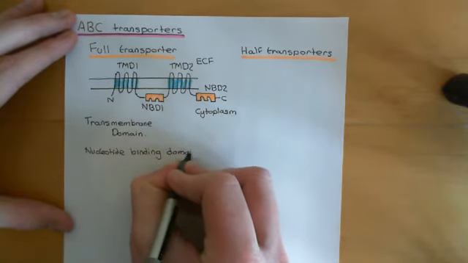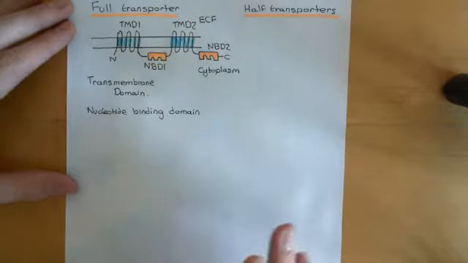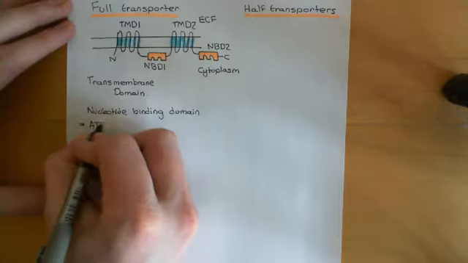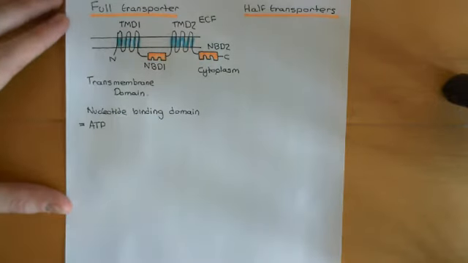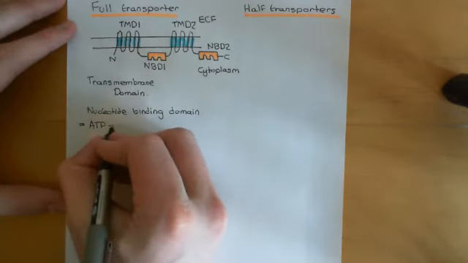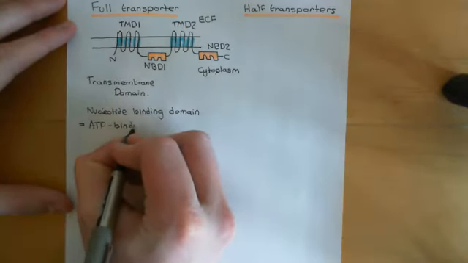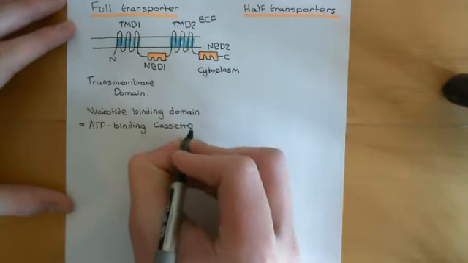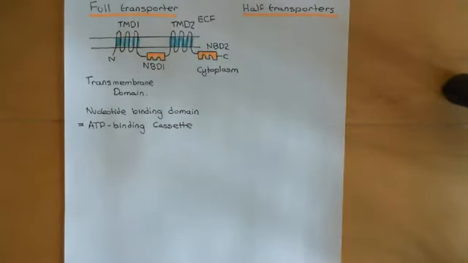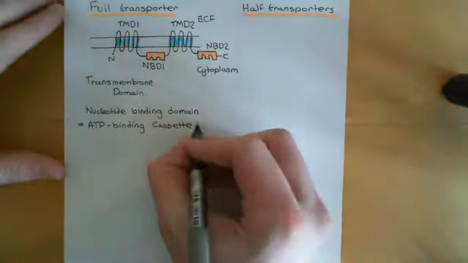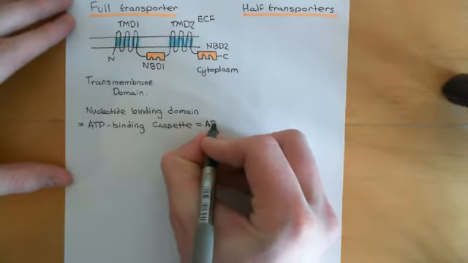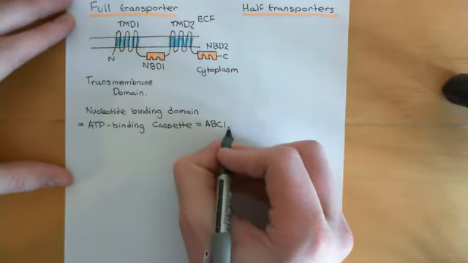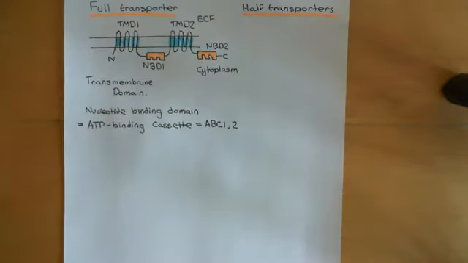Now, the nucleotide binding domains have another name, an older name, which very rarely does anyone use anymore, but it's important for understanding the origin of the name for the ABC transporters. The old name for the nucleotide binding domain is the ATP binding cassette. And that's the origin of these transporters being known as the ATP binding cassette transporters, because they have these ATP binding cassettes. So very occasionally, instead of seeing NBD1 and NBD2, you can see them called ABC1 and ABC2 respectively.